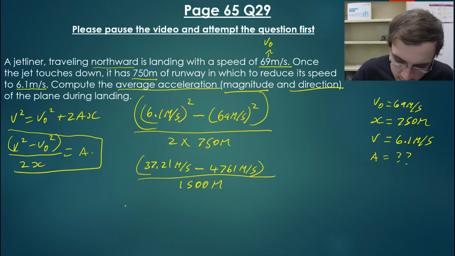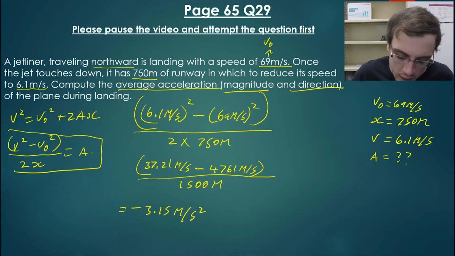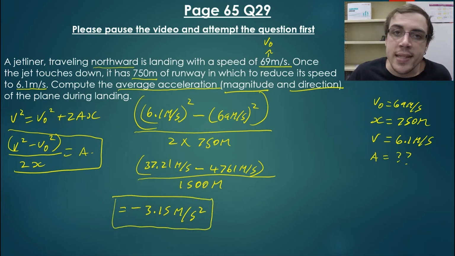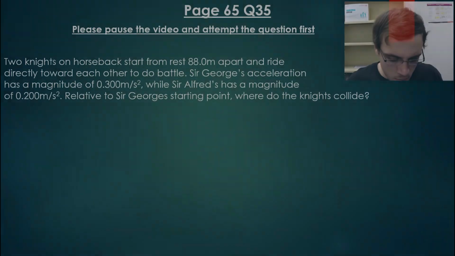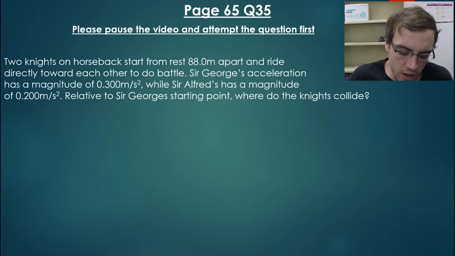So once we do this, we should get an answer of negative 3.15 meters per second squared. So what does this mean exactly? It means that the plane is decelerating at a rate of 3.15 meters per second squared. Okay, so let us look at the next one, which is question 35.